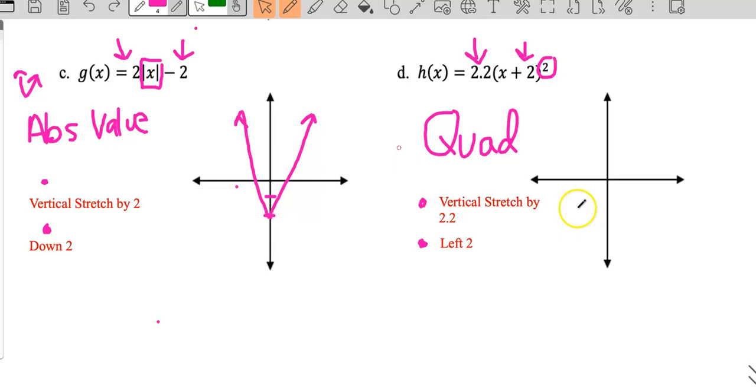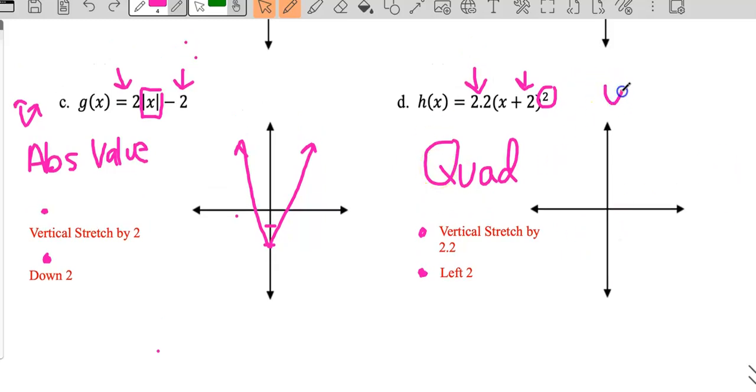All right, now the hard part is sketching this. So again, quadratic I know is a U. So I'm drawing a U. Vertical stretch means it's very thin, and then it is moving to the left. So instead of starting at 0, I'm now going to go to the left 2. It's not moving up or down. So your U is going to stay on this x-axis, but it's going to be very small, very thin. That would be a vertical stretch.